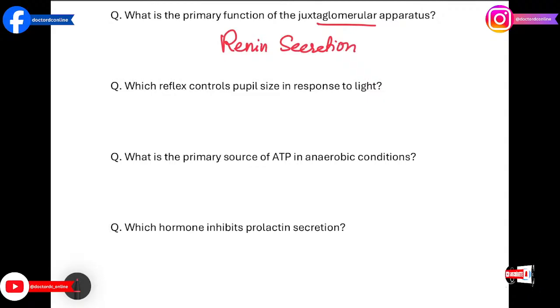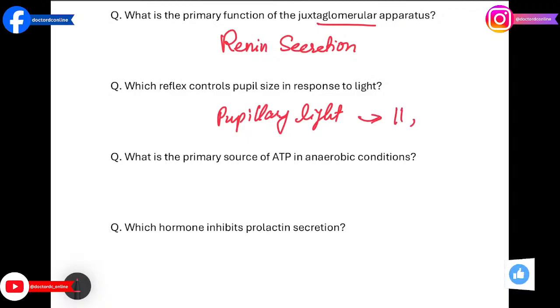The next question is which reflex controls pupil size in response to light, and the answer is pupillary light reflex because it involves cranial nerves 2 and 3 adjusting pupil diameter.